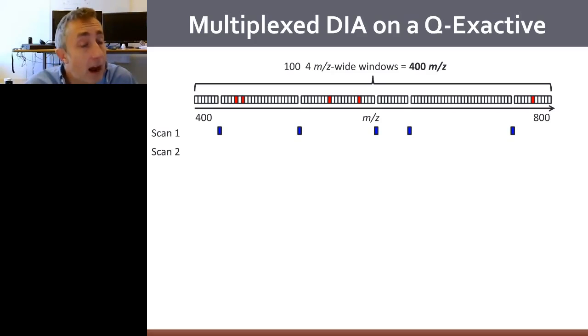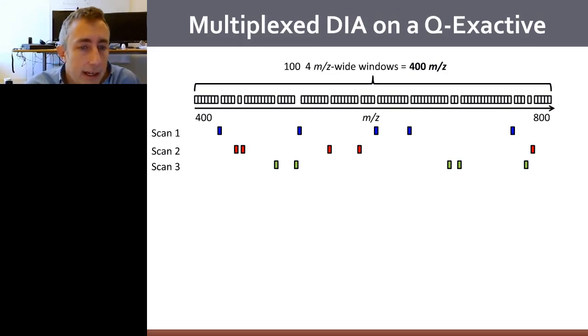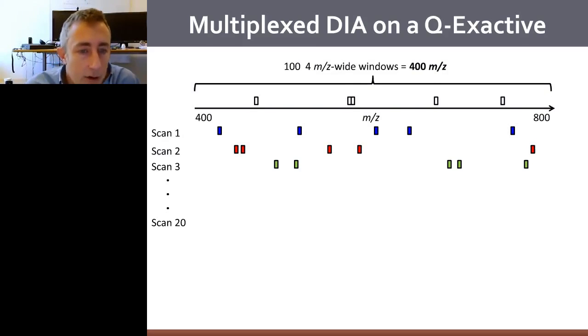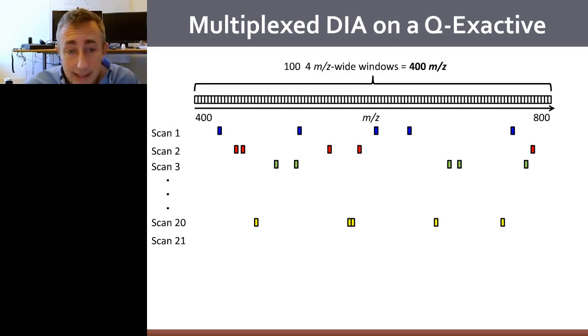We can then take 5 of the remaining 95 that are left and do the same thing again. And we keep doing this for the third scan, etc., until we get to scan 20, where there's only 5 windows left. We select those and then measure them. Now this is where it gets a little interesting. In the 21st scan, we refill the list and start the whole process again. So we randomly select, for the 21st scan, 5 more windows.